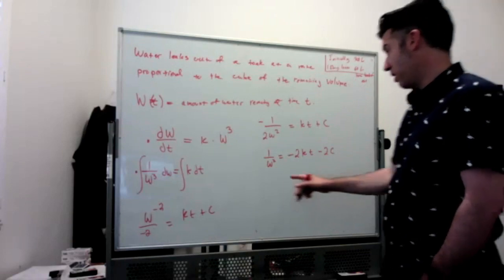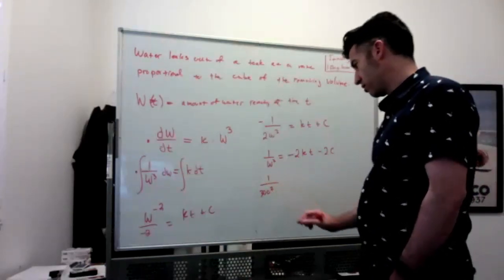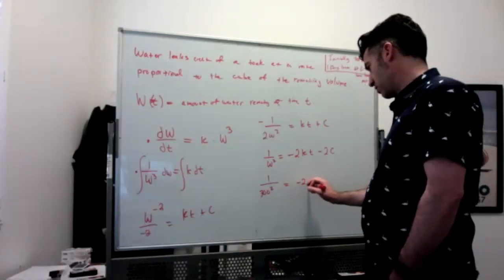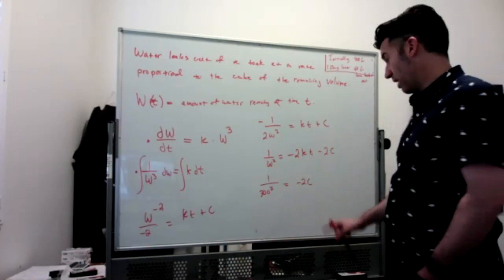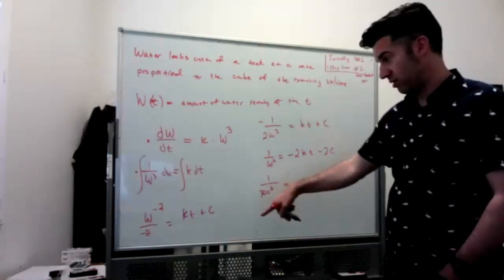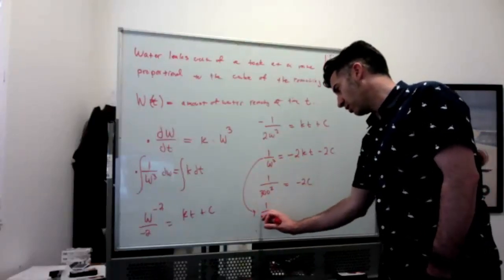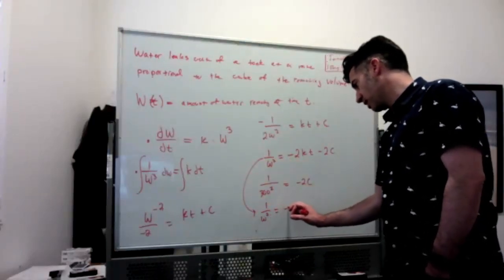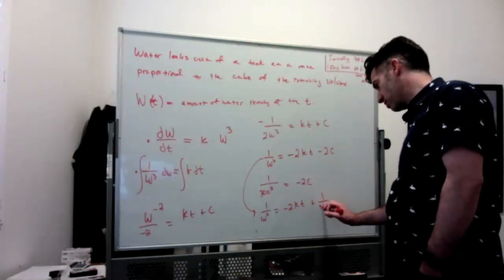Okay. So we know that 1 over 300 squared equals negative 2C. So this constant here is 1 over 300 squared. I don't actually need to solve for C. I can just say negative 2C is 1 over 300 squared. So I'm going to rewrite this equation as 1 over W squared equals negative 2Kt plus 1 over 300 squared.